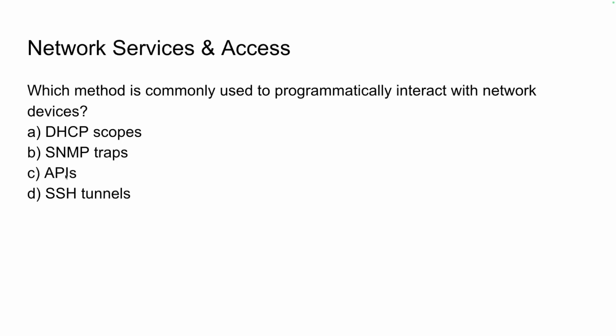API is the application programming interface. And actually, no, technically, I think it would be API. So API would be the programmatically interacting with network devices. SSH tunnel is for encryption. I'm going to say it's API.